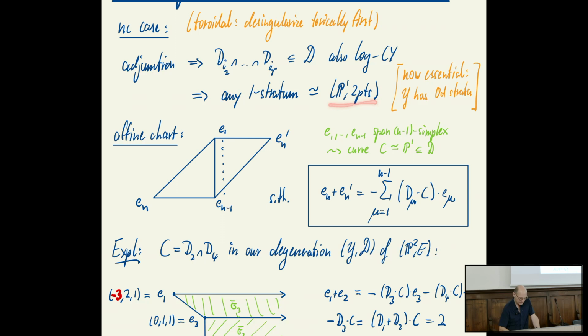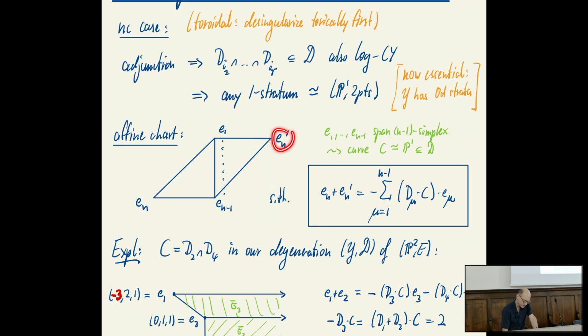If we have P1 with 2 points, what does this mean? A one-dimensional stratum means a codimension 1 cone. So a codimension 1 cone would be given by E1 to E(n-1), and it separates exactly 2 maximal cells. That's because we have 2 strata, so there's another En and an En prime. And the affine structure is uniquely given by telling, so of course we can use these in a standard basis. And then I have to tell you where you put that.